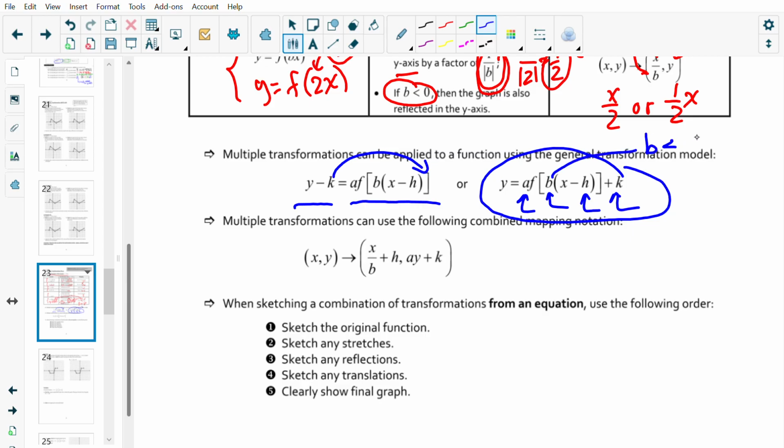Also, if b is less than 0, that's a reflection. If a is less than 0, that's a reflection as well. We can combine all four into mapping notation as (x over b plus h, a y plus k).